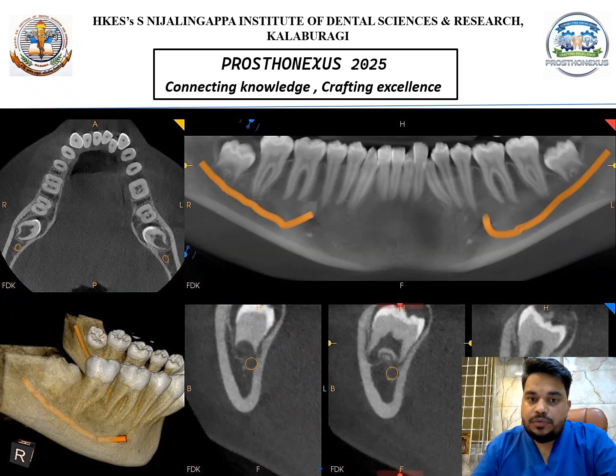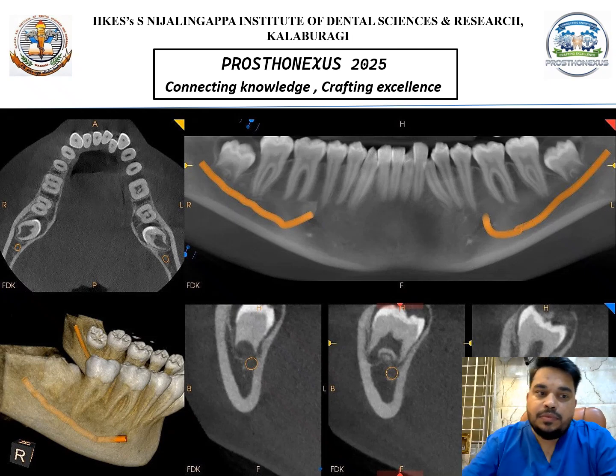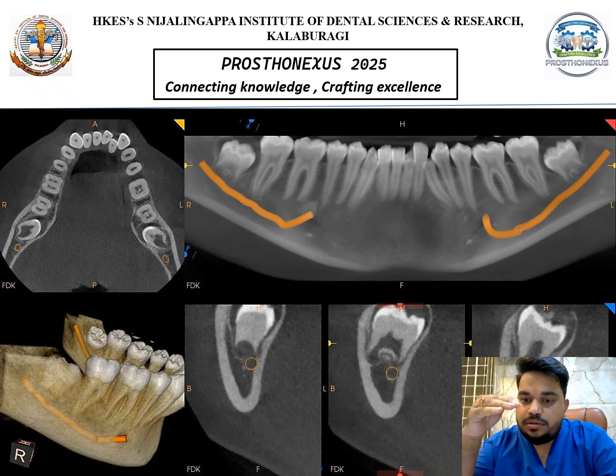So what it basically does is, there is a flow of current in the T-Scan. Whenever the teeth touch, that flow is interrupted, and that comes as a high point.